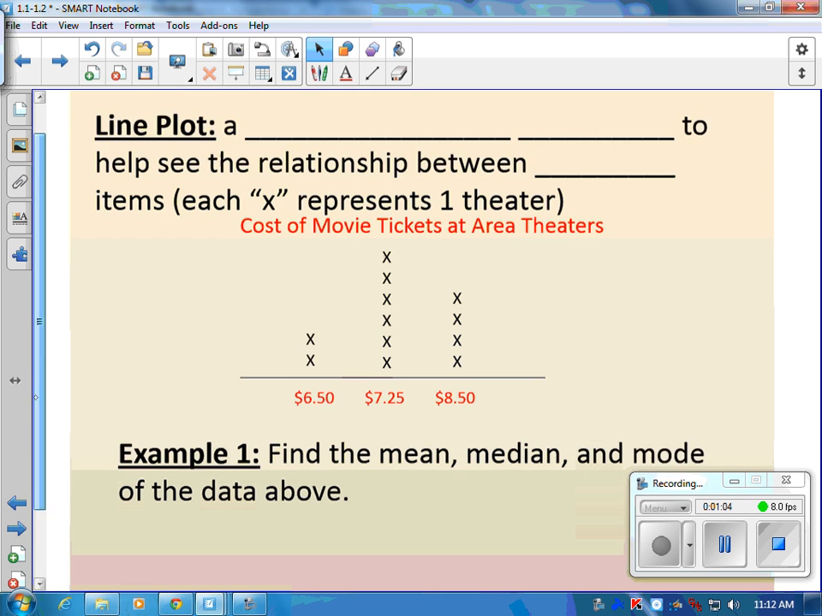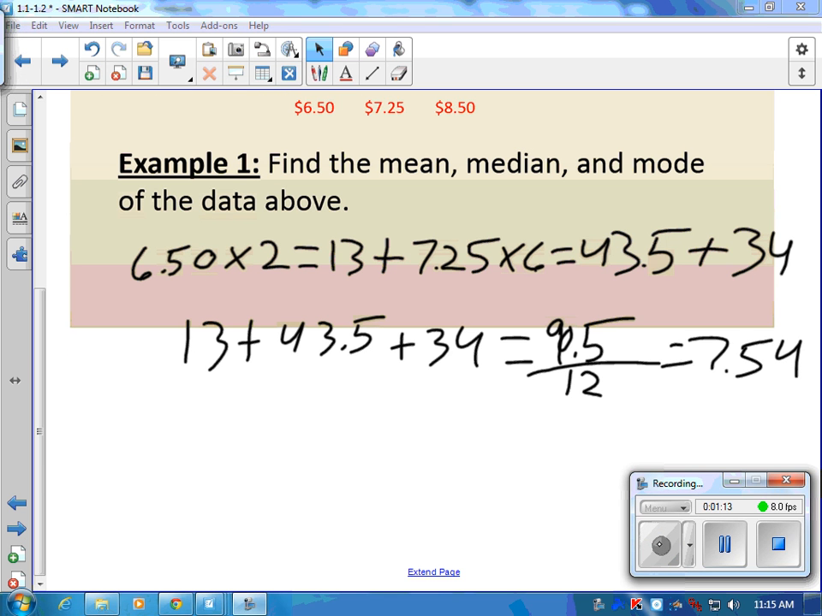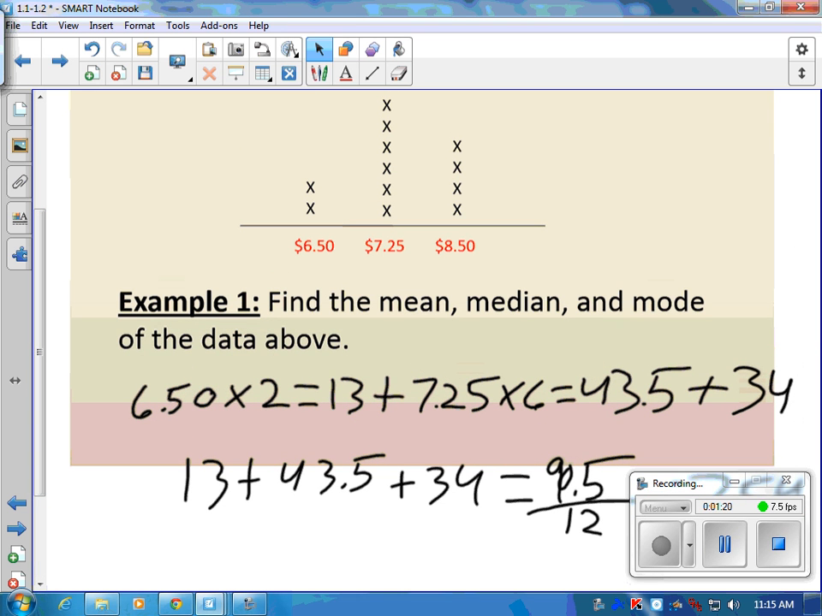So now, for this graph, we want to find the mean, median, and mode of the data that we are given. So again, this is why it's extremely important to use your book. Because what it looks like up here is, oh, I have 3 data items. I'm going to add them together and divide by 3. But what we need to remember is each of these X's represents one data item. So I'm not just talking about 3. I have a total of 12 data items.